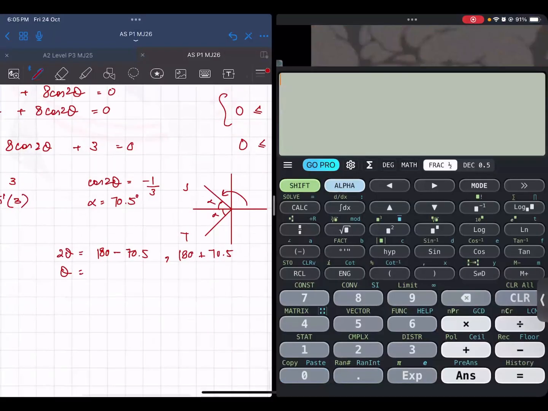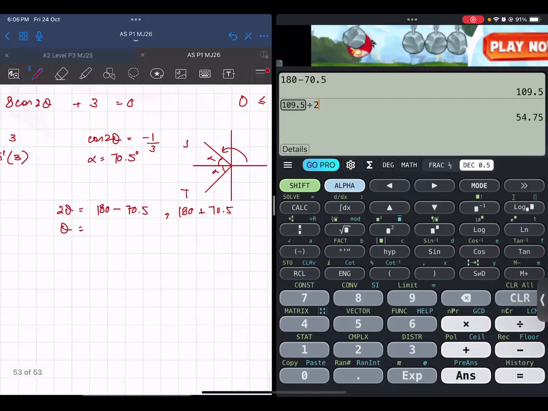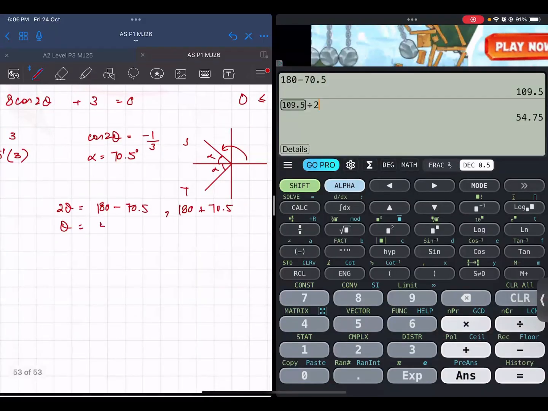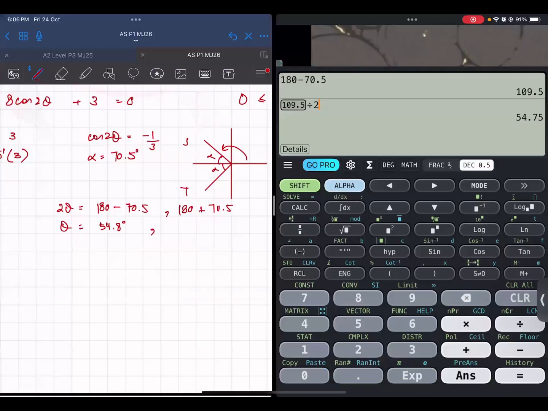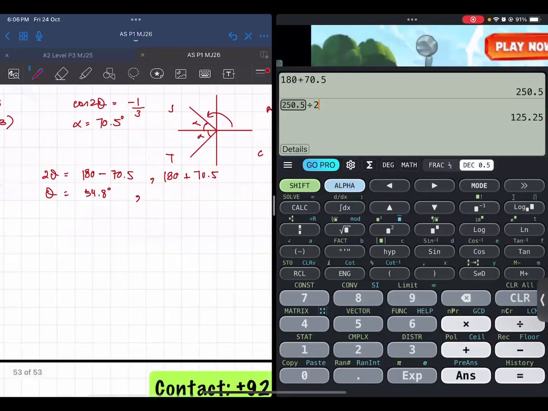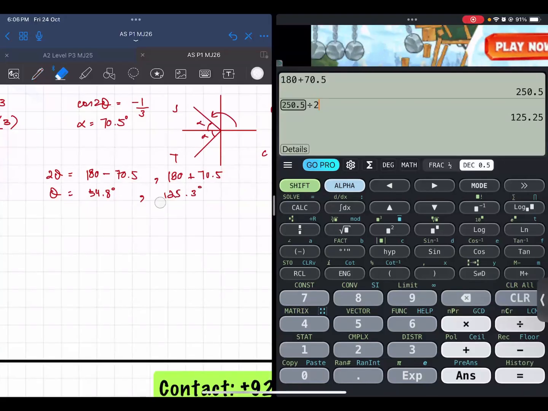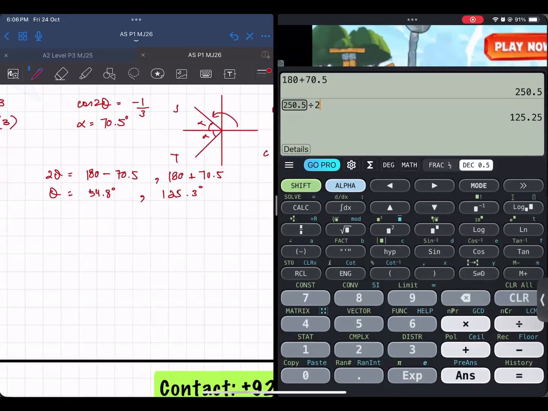So 180 minus 70.5 divided by 2 is 54.8. And this one, 180 plus 70.5 divided by 2, is 125.3. These are the two solutions, and you can see these two solutions are within 0 and 180.